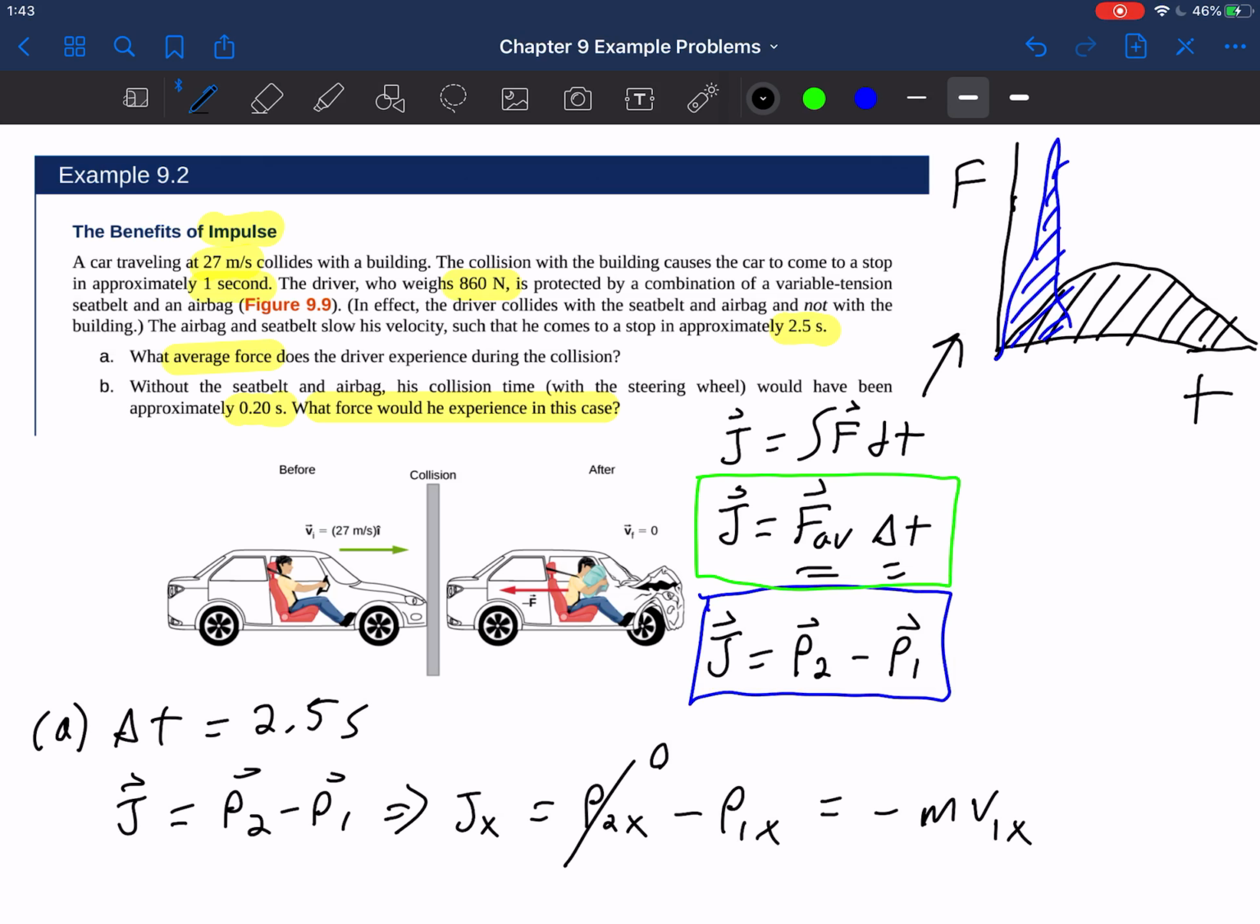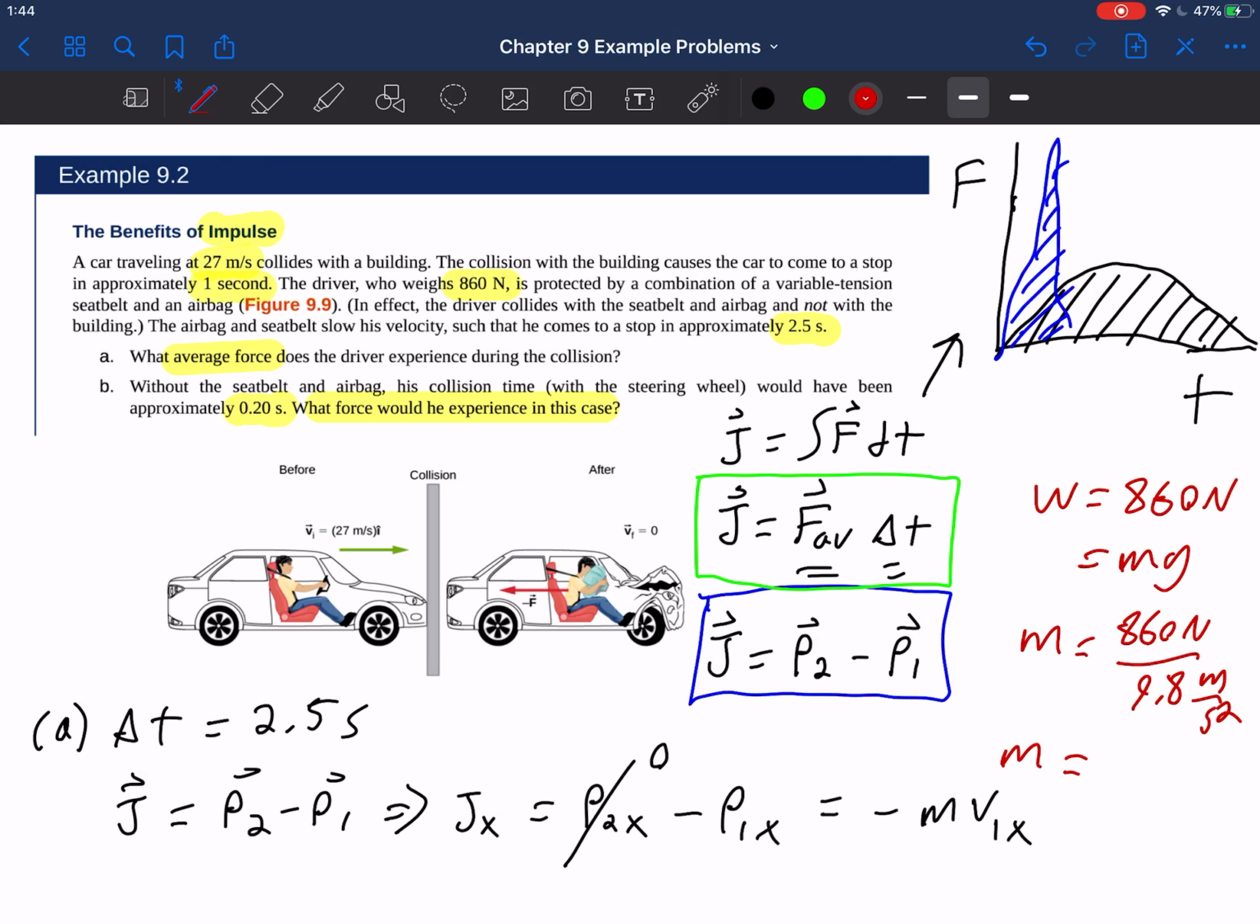Okay, we know the velocity is 27 meters per second. We don't know the mass of the person. They told us the weight of the person is 860 newtons. So if I know the weight is equal to 860 newtons, I can set this equal to mg, because that's my formula for weight, and I can solve for the mass, which would be equal to 860 newtons divided by g, 9.81. I'll just use 9.8 like the book does, 9.8 meters per second squared, and therefore the mass is equal to 87.8 kilograms.